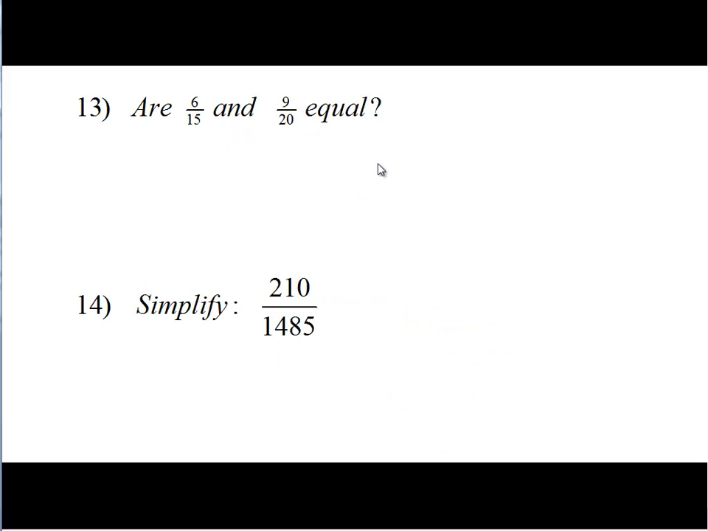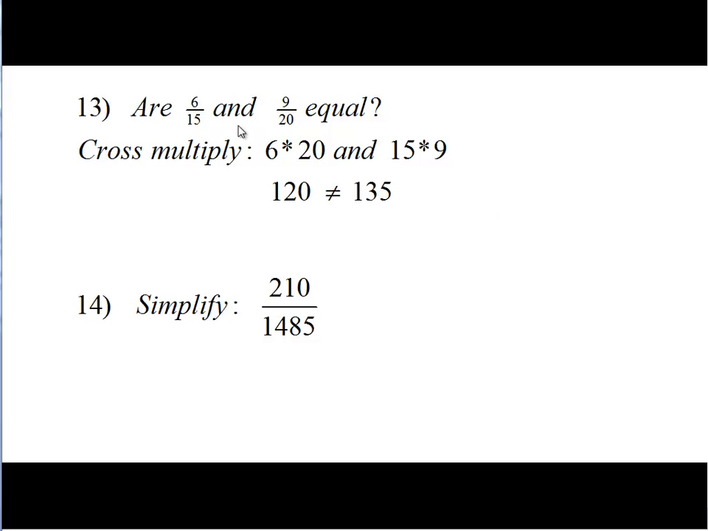13. Are these equal? Well, we do our cross multiply again. 6 times 20, 15 times 9. Well, 6 times 20 is 120. 15 times 9 is 135. No, they're not equal. Okay, if it said, what are they? Well, 120 is less than, so 6/15 would be less than.